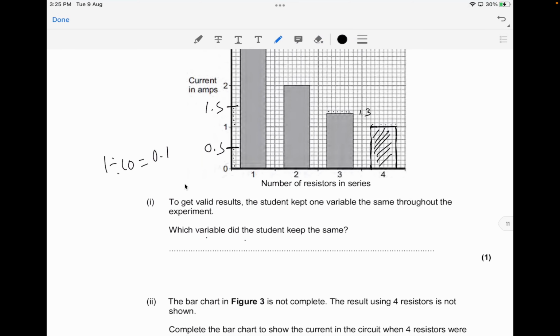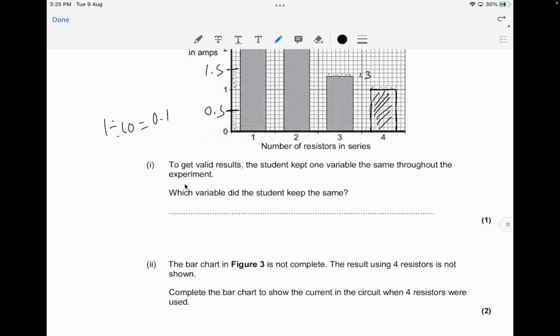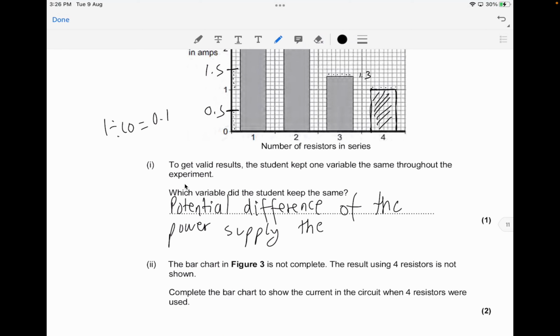To get valid results, which variable does the student need to keep the same throughout the whole experiment? Since you can see that there's current and a number of resistors, they have to keep the potential difference, or the voltage, of the power supply the same. So we're going to mention that they have to keep the potential difference of the power supply the same. You can also mention the voltage of the power supply, and that's also fine. Or you could mention the number of cells or batteries, and that's fine as well.